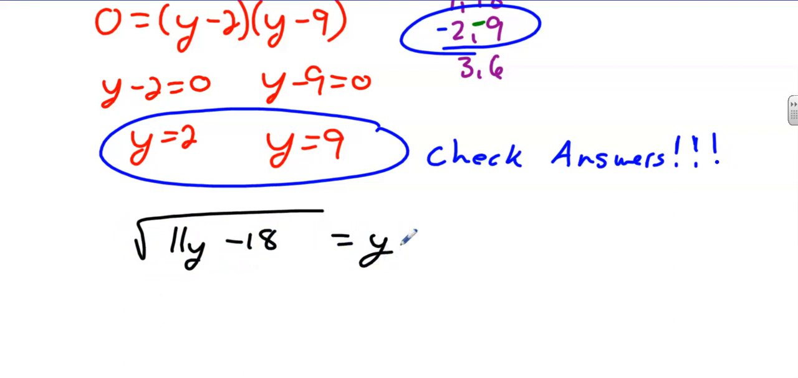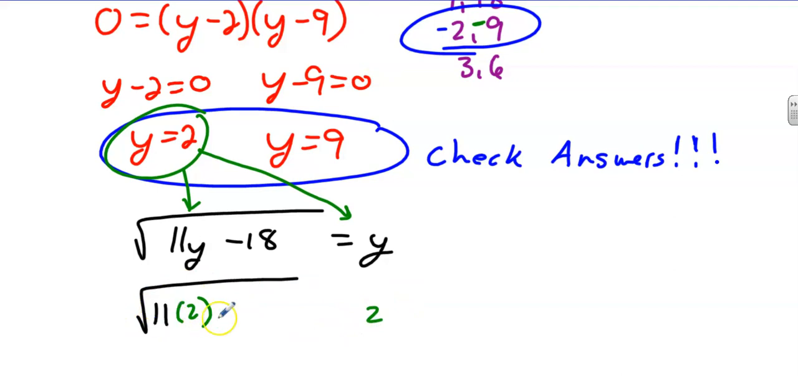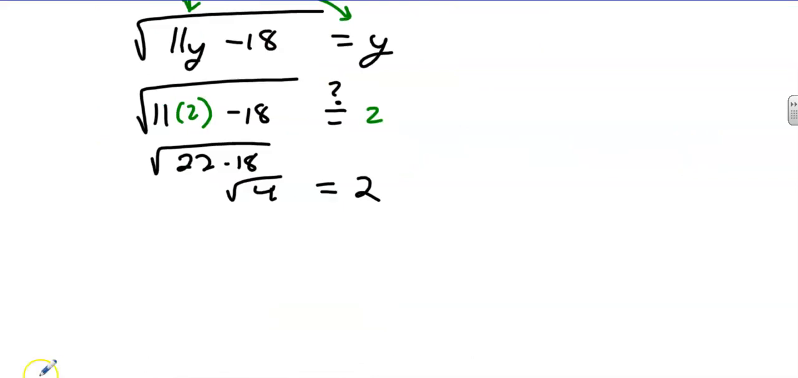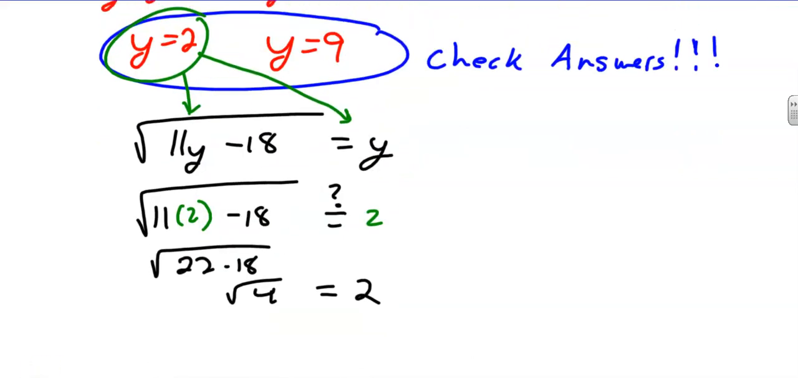Okay, so that was our original problem. We're going to take this y equals 2, plug it in here, and see if it actually works out to be what we think it's supposed to be. So it's the square root of 11 times 2 minus 18. And again, the question is, does that equal 2? It's 22 minus 18. That is the square root of 4. Square root of 4 does equal 2. Okay, so that one checks. So we're good there.